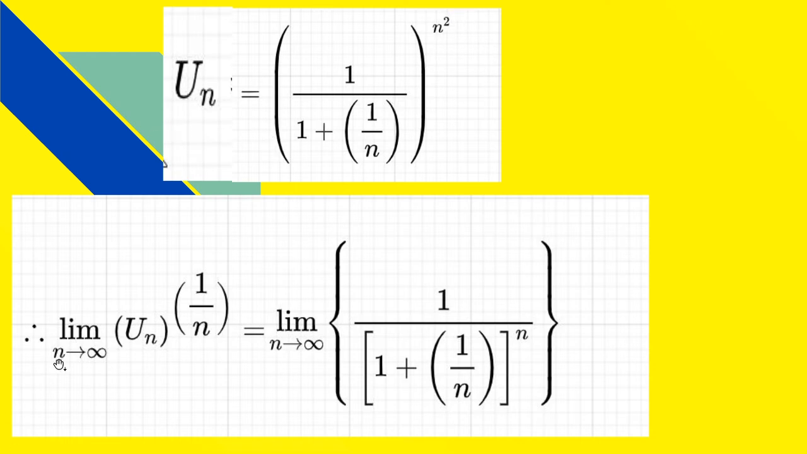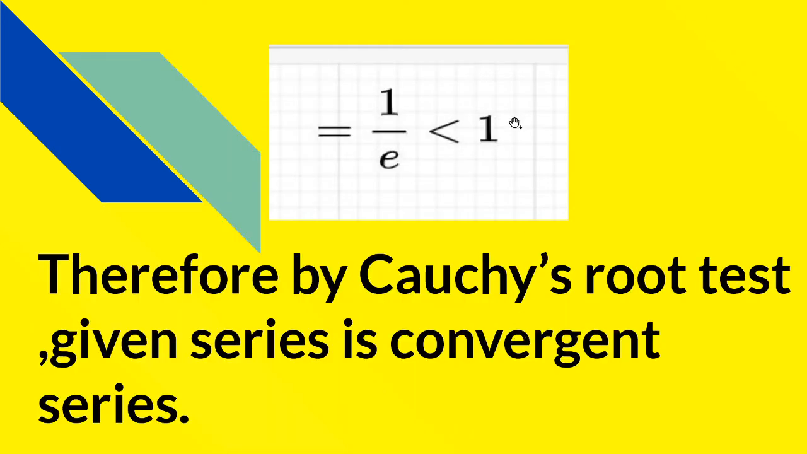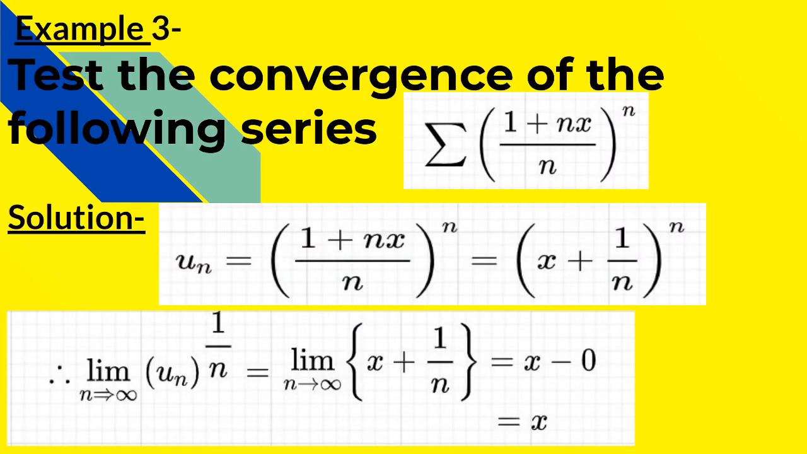Now consider limit n tends to infinity un raised to 1 upon n, and therefore that will be equal to limit n tends to infinity 1 upon 1 plus 1 upon n bracket raised to n, and therefore that will be equal to 1 upon e. e lies between 2 and 3, and therefore 1 upon e will be less than 1, and therefore by Cauchy's root test the given series is convergent series.